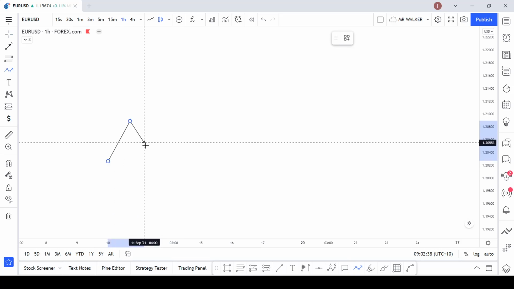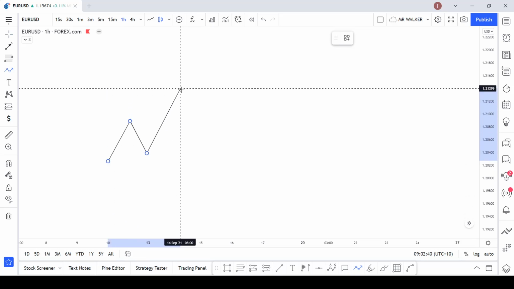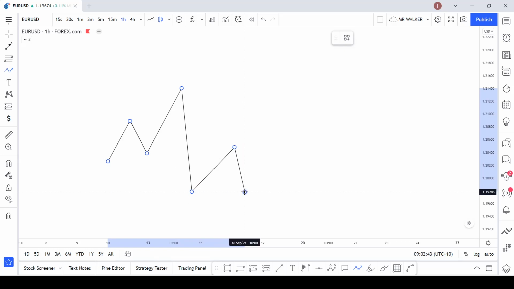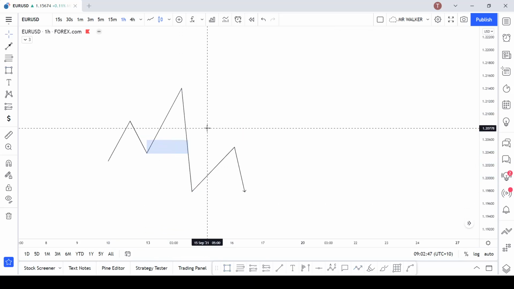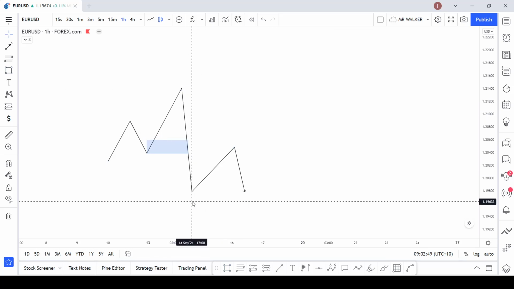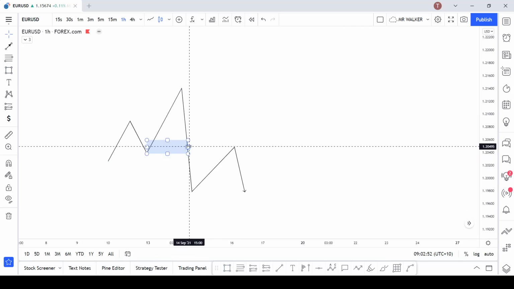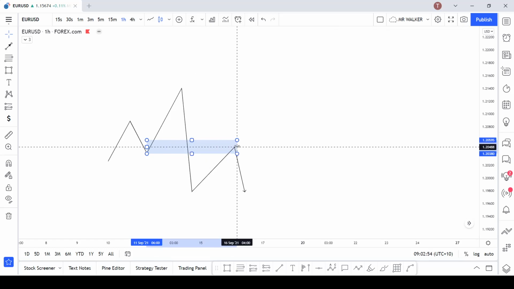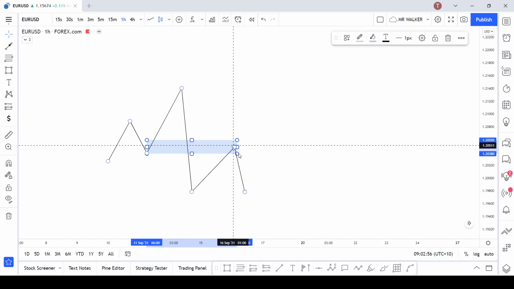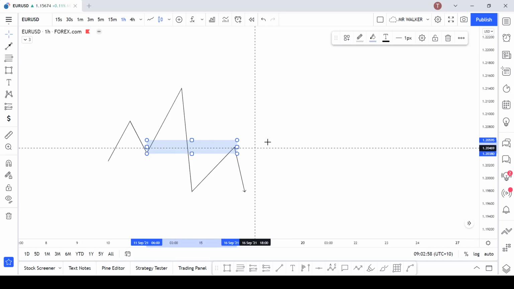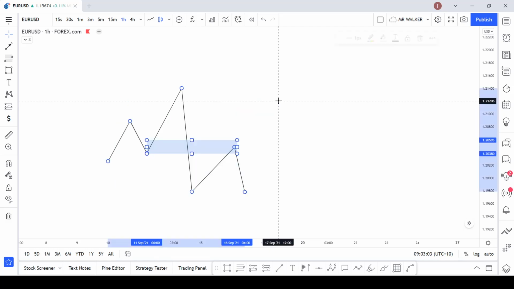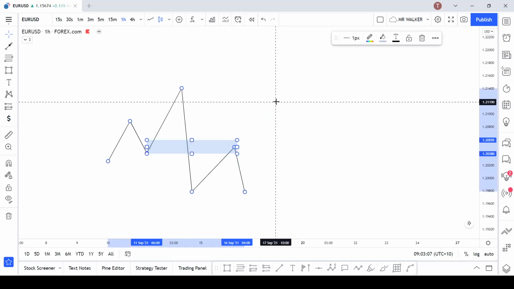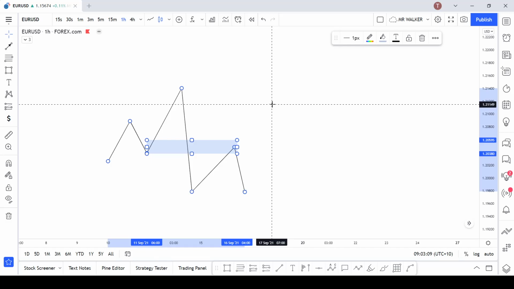So breaker block concept is whenever we have this situation when the demand gets broken with big bearish momentum, which then becomes the supply from which we sell. So it will look something like that. Okay. I don't really use it, but yeah, this is not a supply or demand to supply flip. Okay. So yeah.